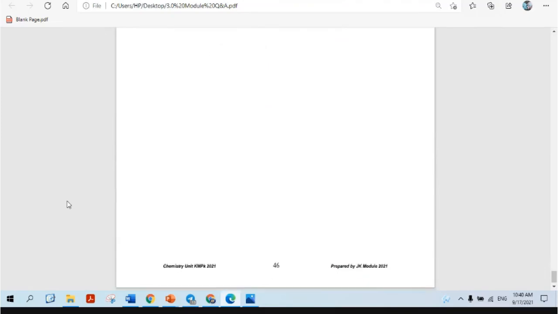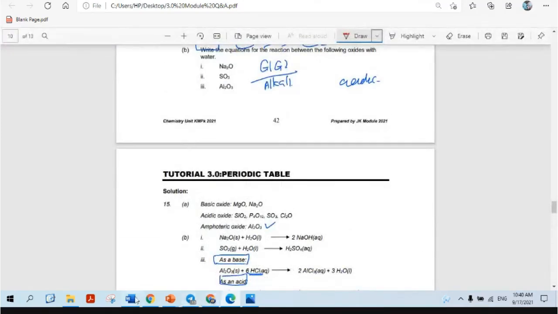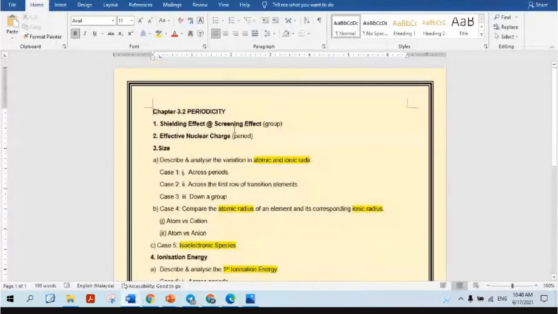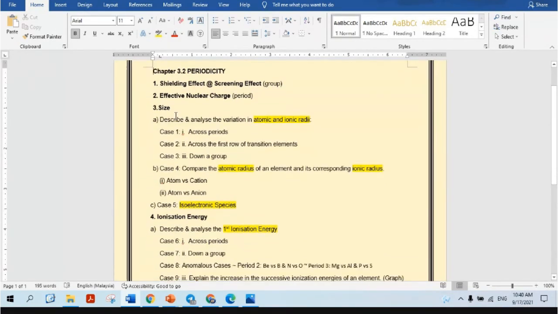This is all about periodic table, periodicity. Okay, so again, for periodicity, we must know what is shielding effect, especially when going down a group, and effective nuclear charge across a period. And then the size, there are 5 cases. We need to discuss the size of the atom across a period, going down a group, or across the first row of transition elements. And about the ionic radii, right?